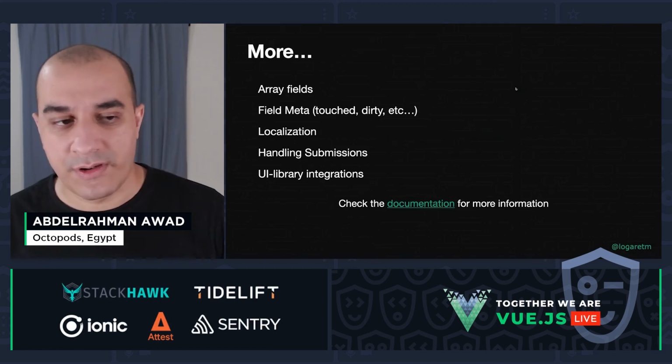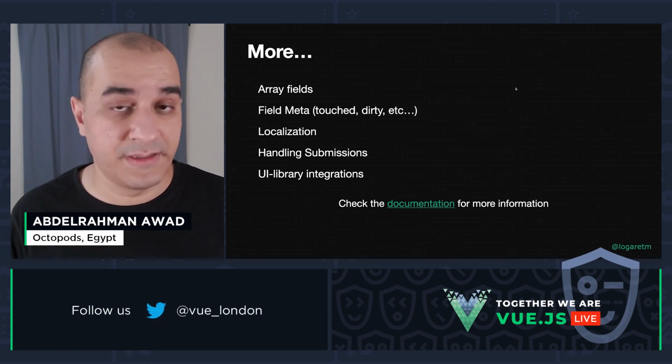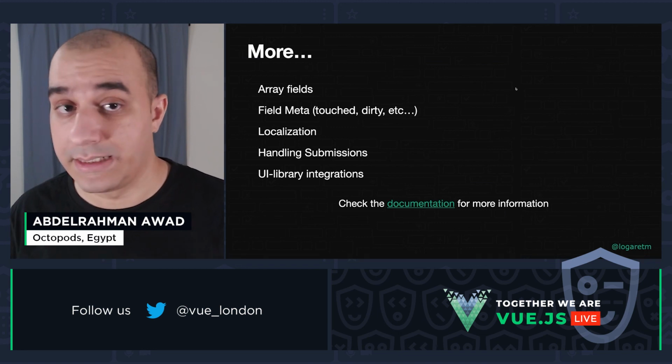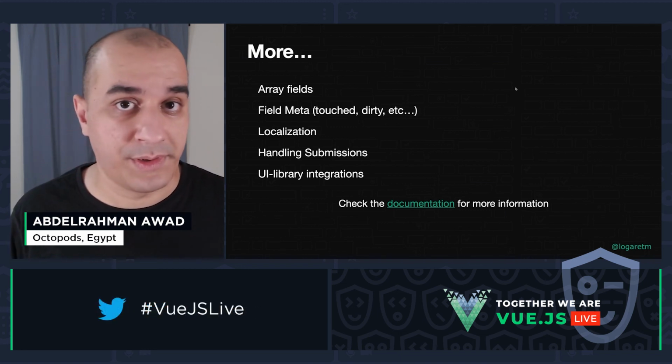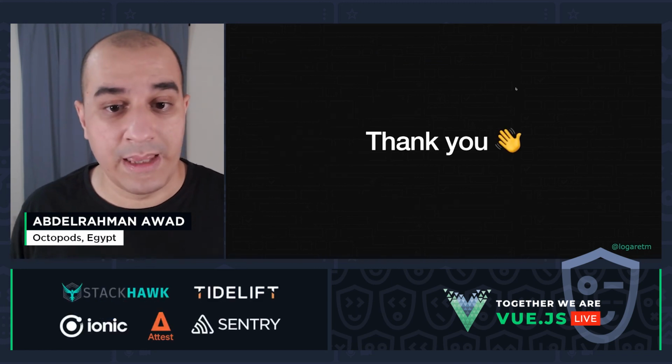That's it for this talk. There is a lot more you can do with vee-validate, which includes array fields, field meta, localization, handling submissions, and UI library integrations. Check the documentation for these and more, and thank you.